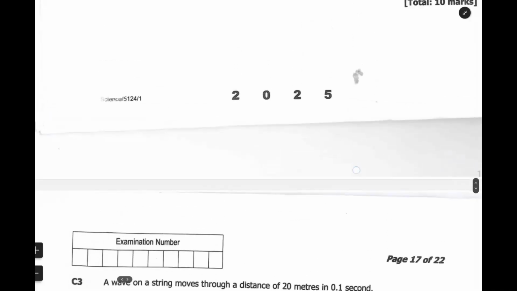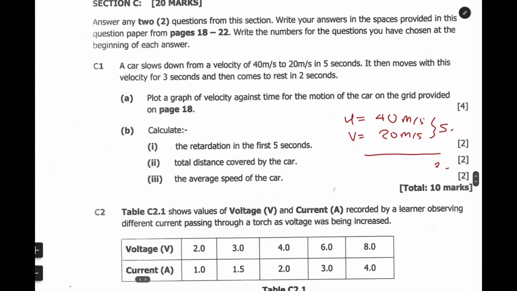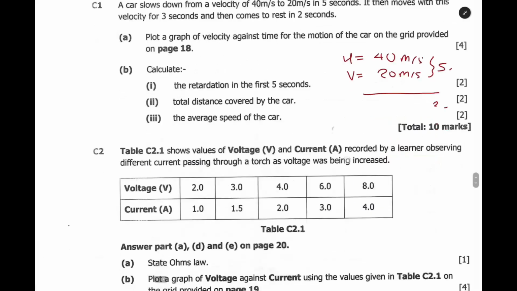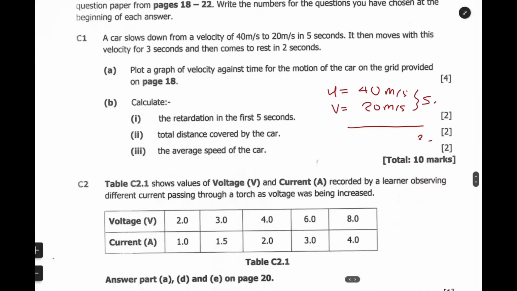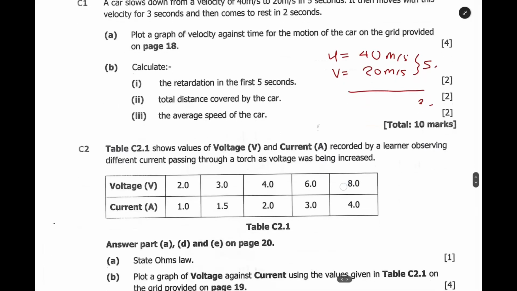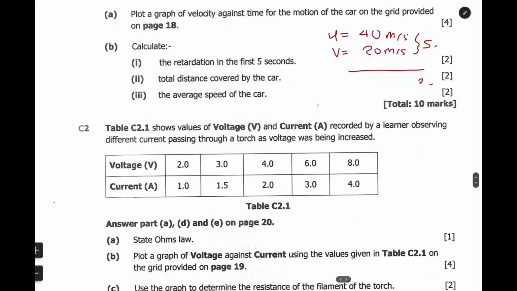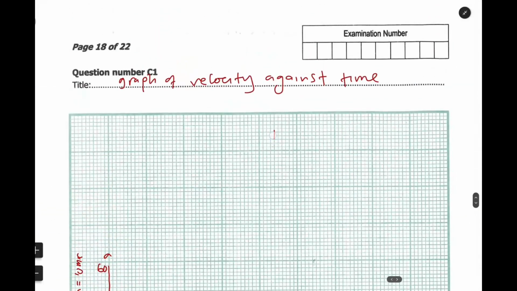Here, the follow-up questions, we have the retardation in 5 seconds. So calculate the retardation in 5 seconds. So that is question number what? So plotting the graph, we are done. Question number B1, retardation in 5 seconds. So I'm going to put this one, B, Roman numeral 1.